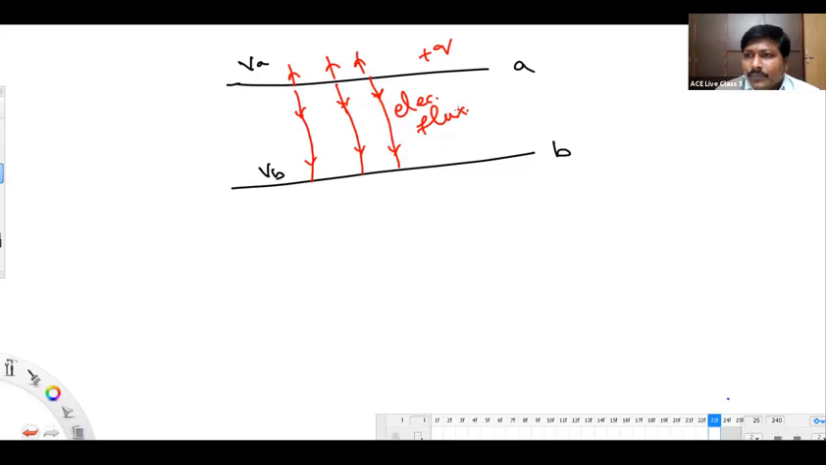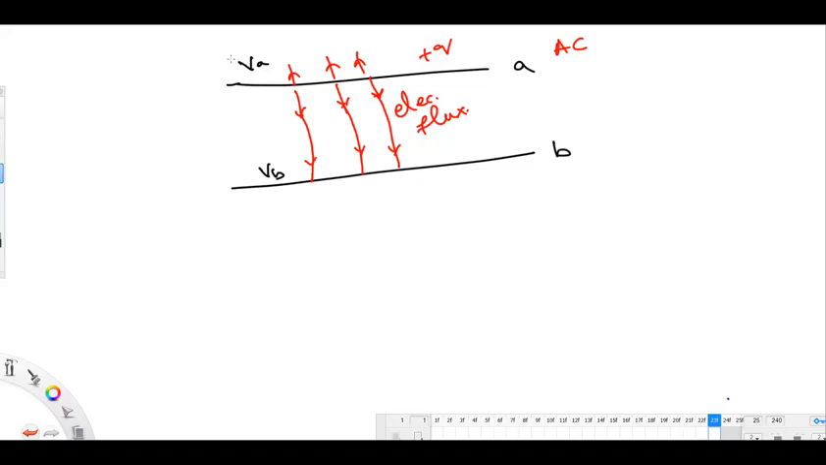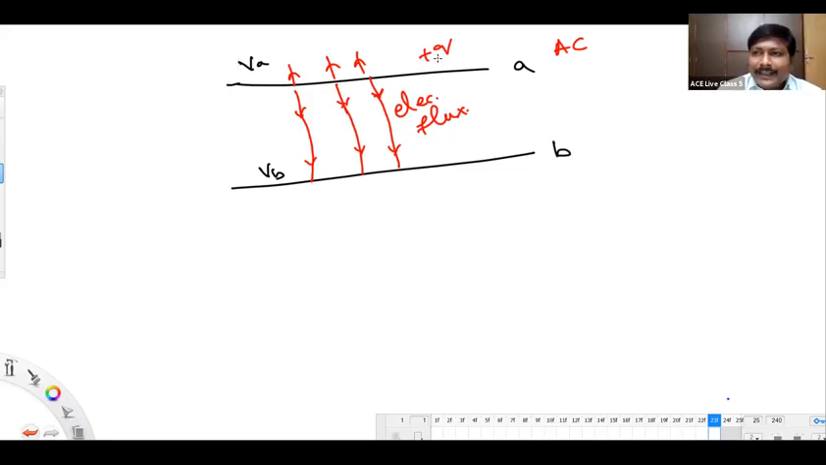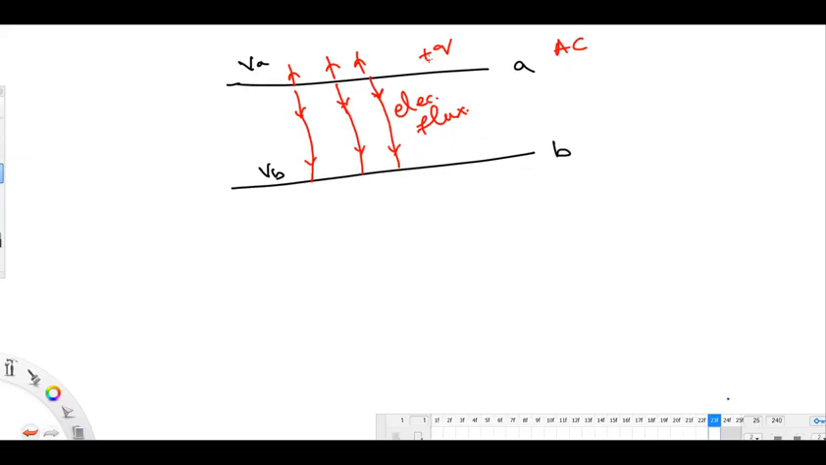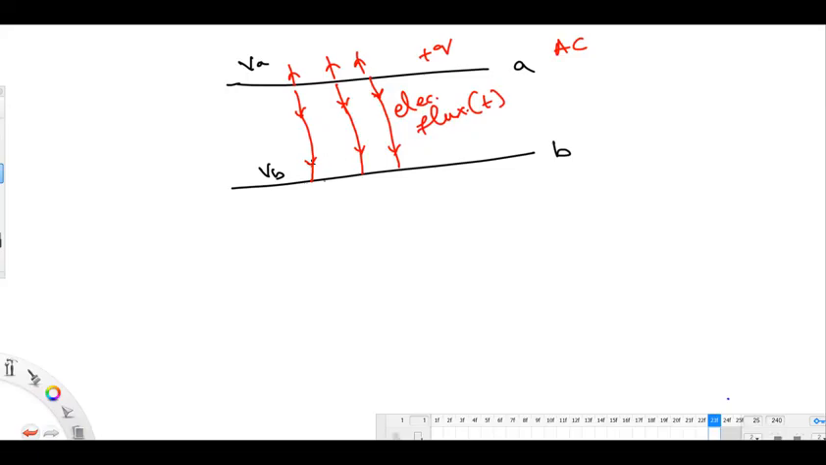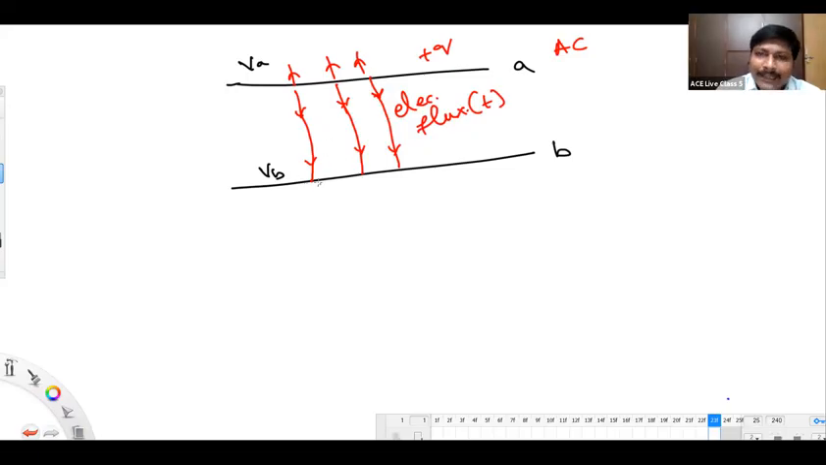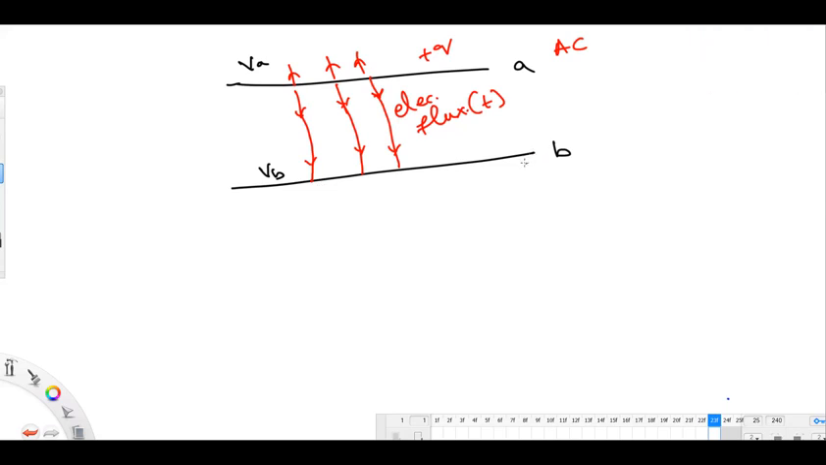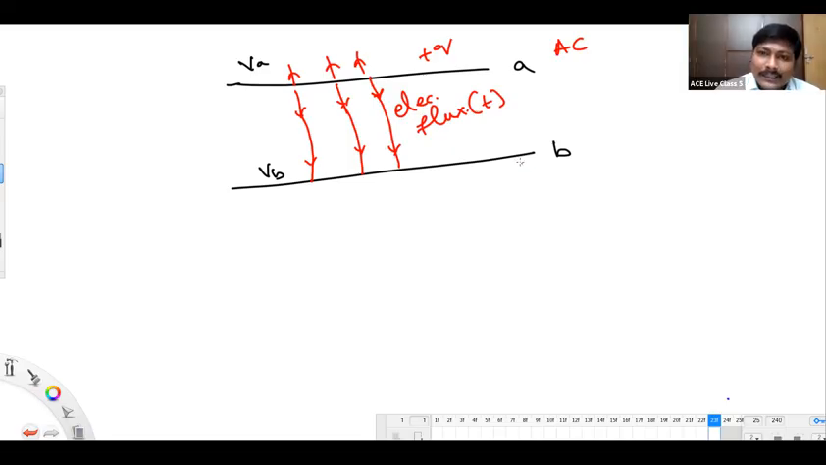Assuming that this is an AC conductor, obviously this voltage VA is a time varying signal. This Q is also a time varying signal. Then obviously this electric flux is also a time varying signal. The time varying electric flux acts on conductor B, so conductor B is going to experience a rate of change of electric flux linkage.